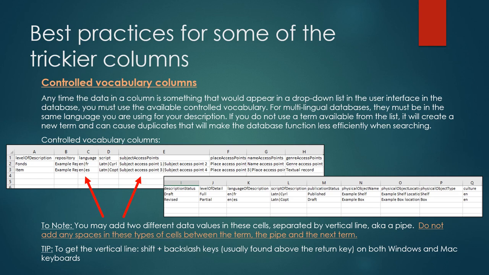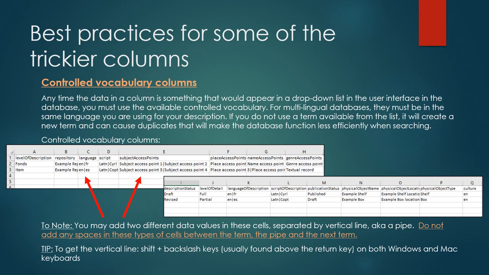So imagine, when you're using AtoM in the browser user interface and you click to enter a certain field, such as level of description, and in the user interface you get a drop-down list that appears of your different options that you can pick from, it means it's a controlled vocabulary item. And in the corresponding column, you also have to make sure that you're using the controlled vocabulary terms.